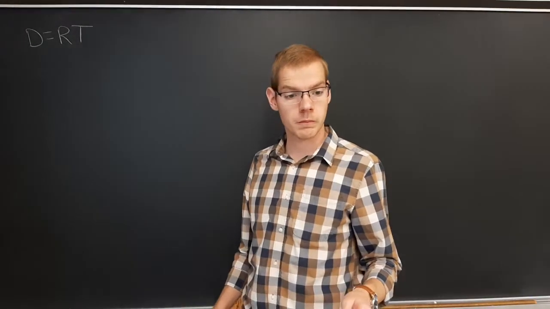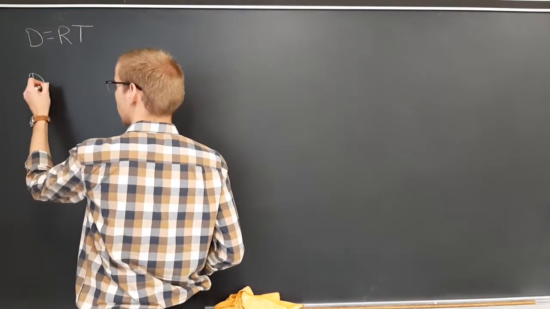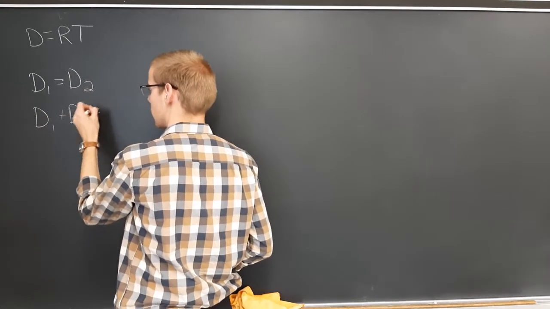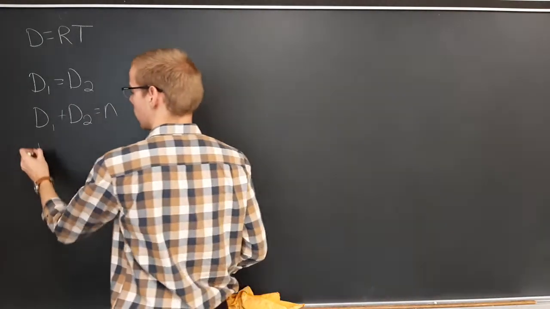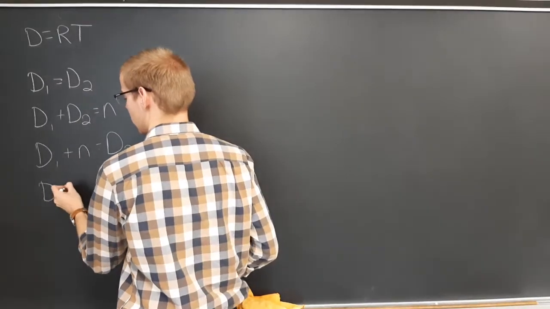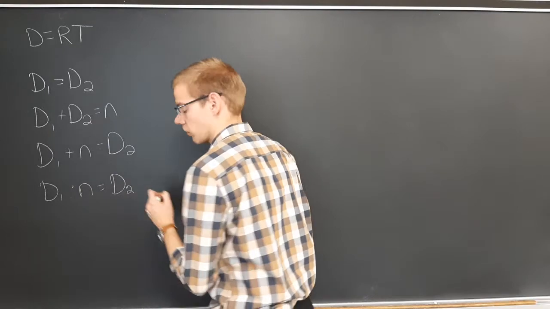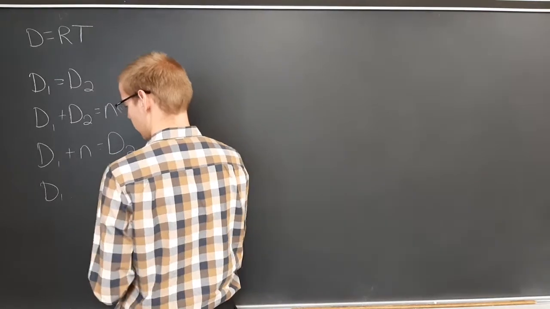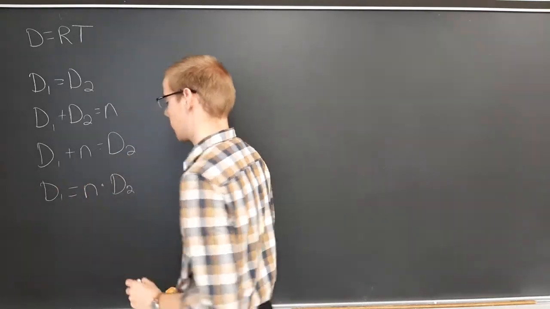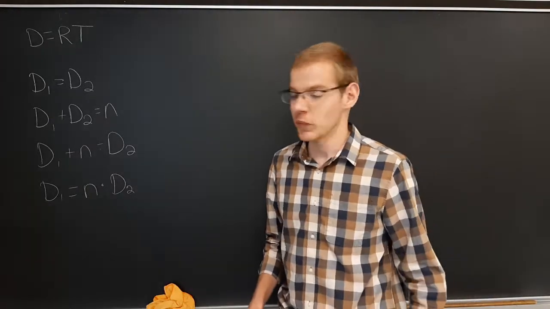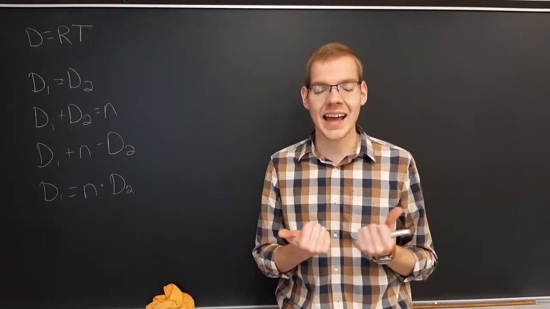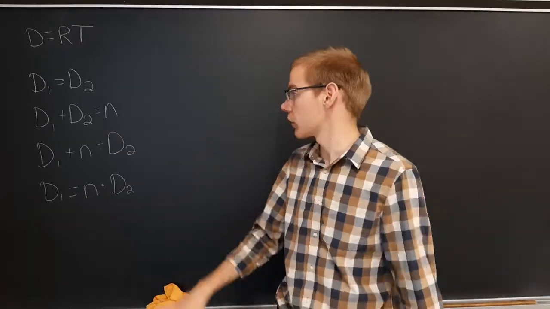So, let me write these four on the board. D1 equals D2. D1 plus D2 equals N. And then D1 plus N equals D2. And D1 times N equals D2. So, they have it the other way around, which works too. D1 equals N multiplied by D2. Any one works. So, for this first one, we have a small bee and a large bee, and adding them together equals 5. So which one do we use?